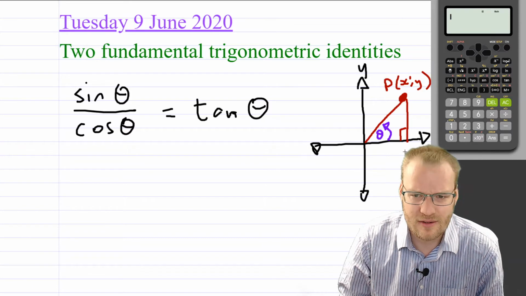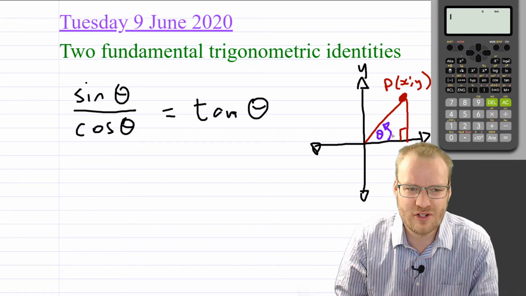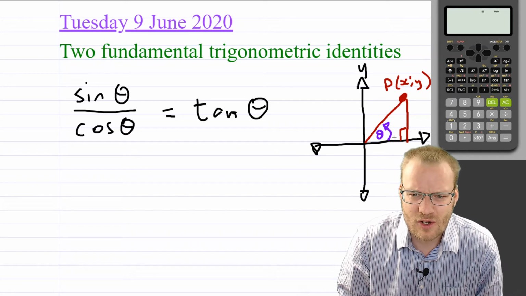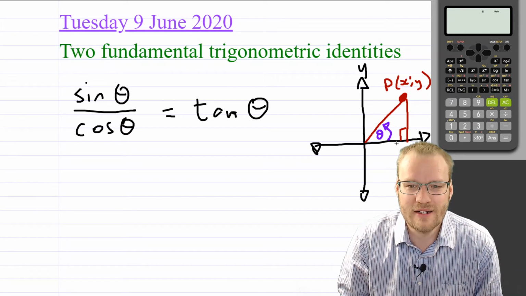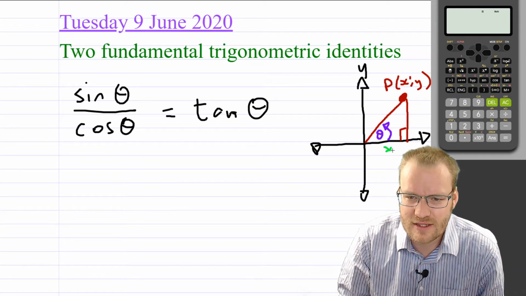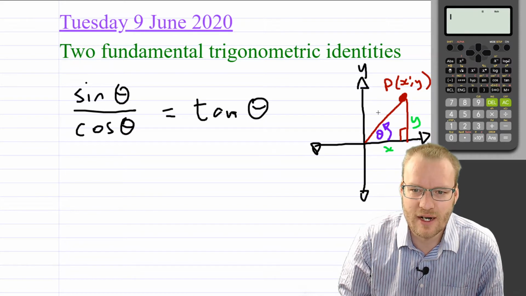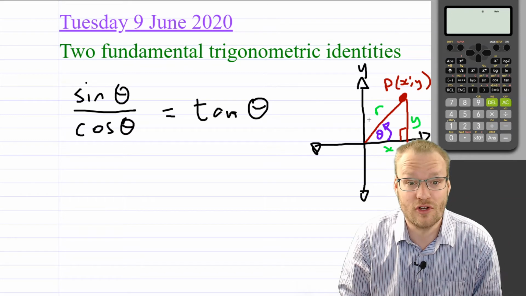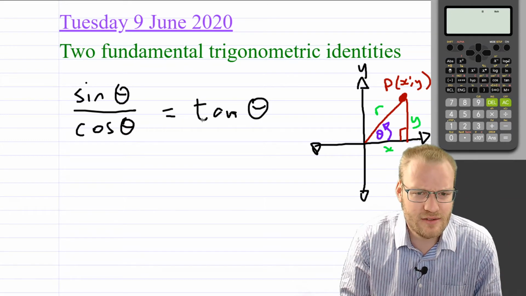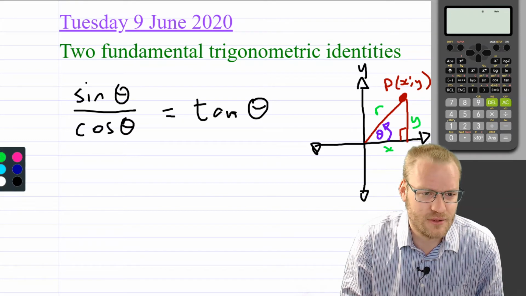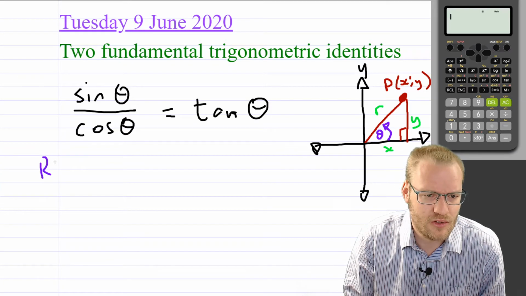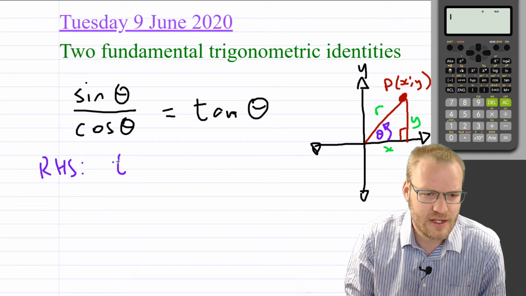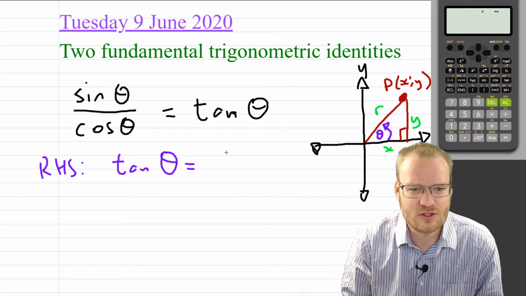The reason I like to draw this in the first quadrant is just so we can look at it as a straight up triangle and remind ourselves that distance there is x, that distance there is y, and we call this r, the radius, because we could draw this as a circle going round. Okay, and then let's look at each side of this equation. I'm going to start with the right hand side, tan theta. What is tan theta in terms of x, y, and r?